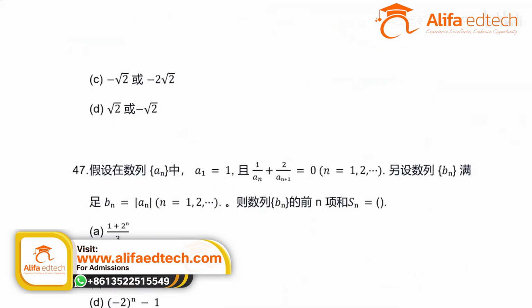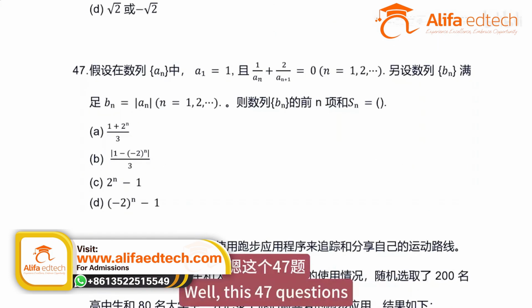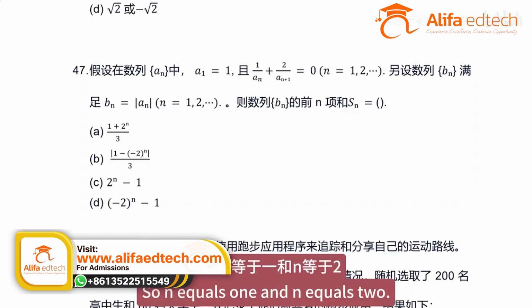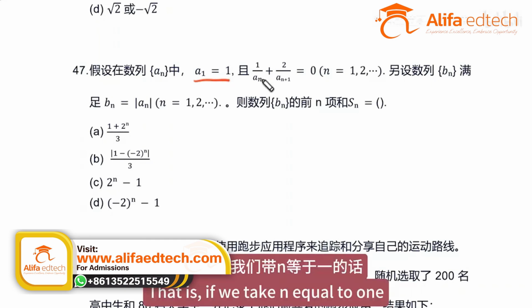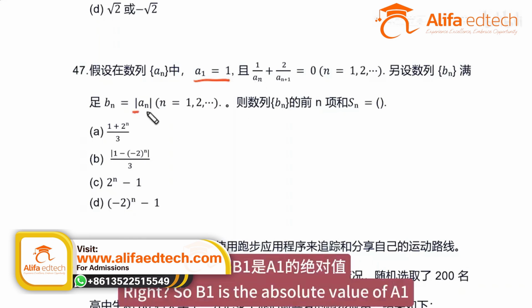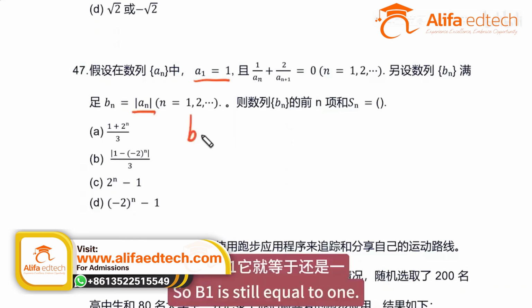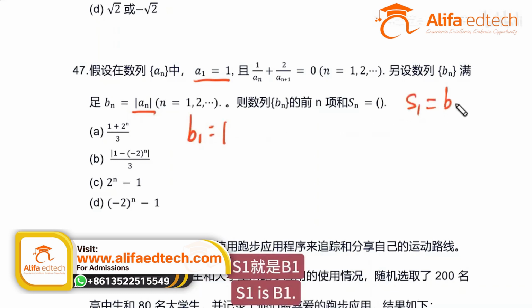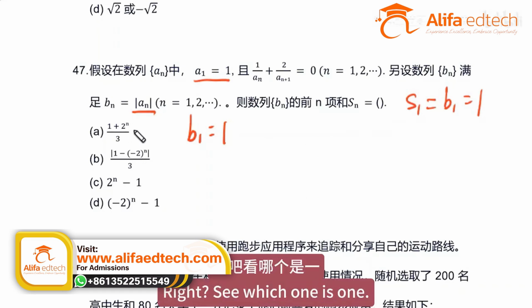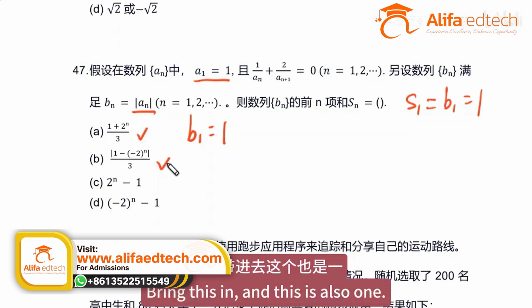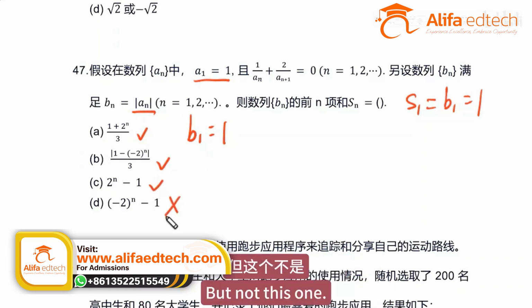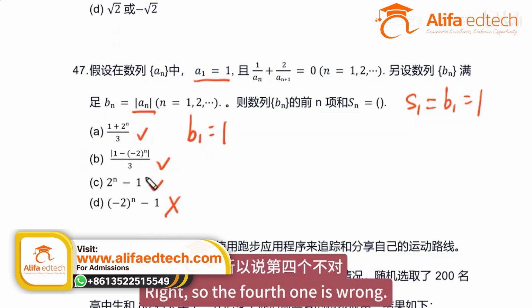All right, let's continue with question 47. For this question, we'll still use the algebraic method, that is n equals 1 and n equals 2. If we substitute n equals 1, then a1 is 1, right? And b1 is the absolute value of a1, so b1 is still 1. Then s1 is just b1, so it's still 1. Let's see which one is 1. If we substitute it in here, this one is 1. If we substitute it in here, this one is also 1. This one is also 1, but this one isn't. So the fourth one is incorrect.